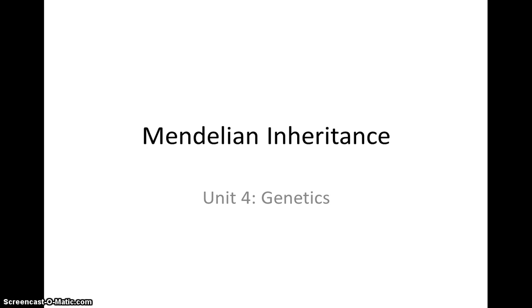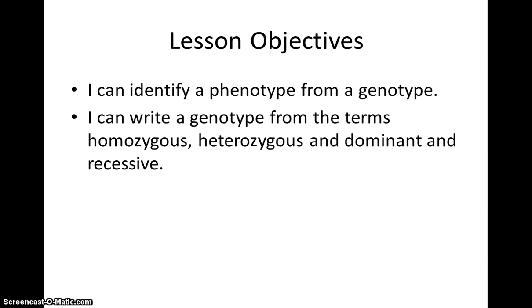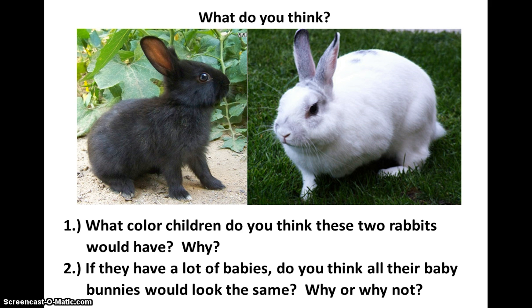I'm a little bit gravelly voiced today, but we're going to be learning about Mendelian inheritance. We are in our genetics unit. There are two objectives for today's lesson. The first is to identify a phenotype when given a genotype, and also to write a genotype from the terms homozygous, heterozygous, and dominant and recessive.